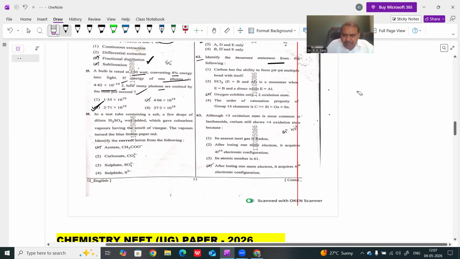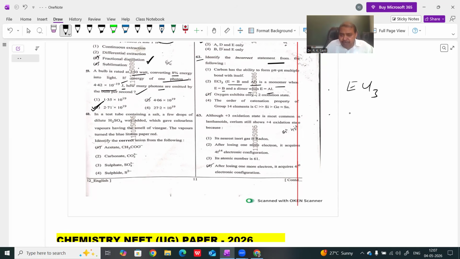In ECl3, if E is B and Al, then monomer of B and dimer of aluminum. It is a correct statement because BCl3 exists in monomeric form and AlCl3 exists in dimeric form. It is also a correct statement. Next, third option.